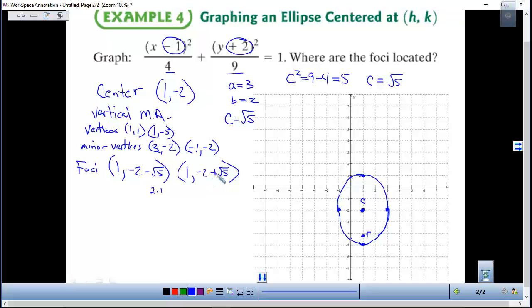So roughly about right there. And then if I add 2.1, I'm going to get a little bit over 1. So if I have negative 2 plus 2.1, I have a positive 0.1. So there's where my focus for that side is going to be. So there are your foci, and there are the foci listed out.